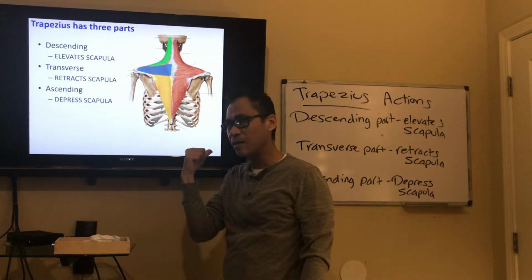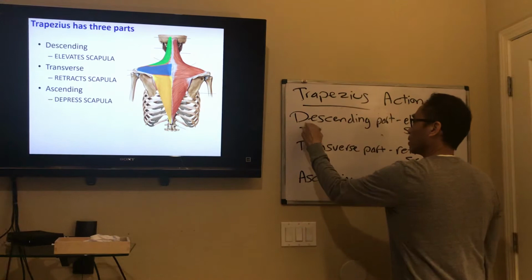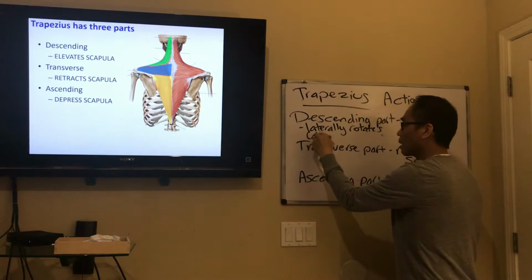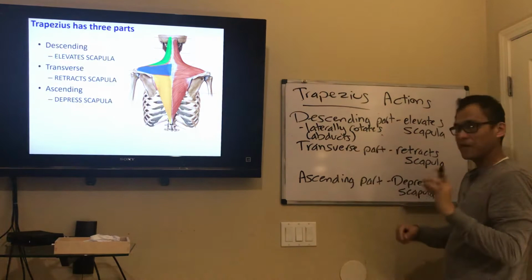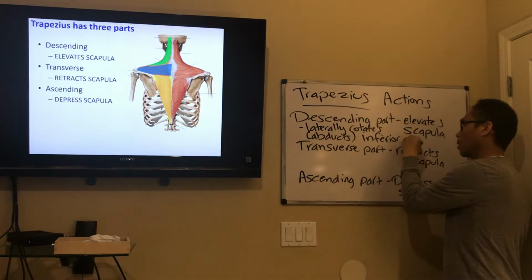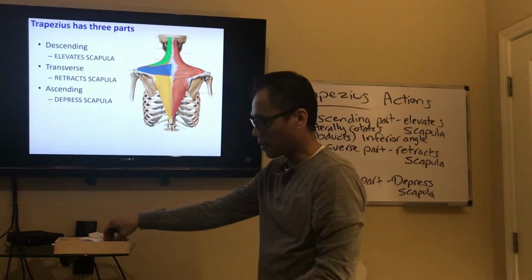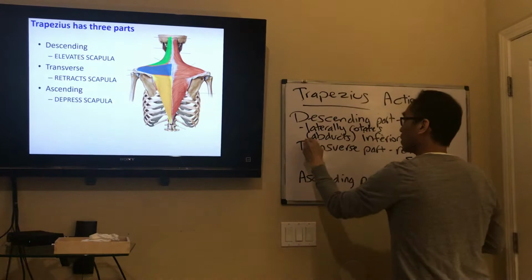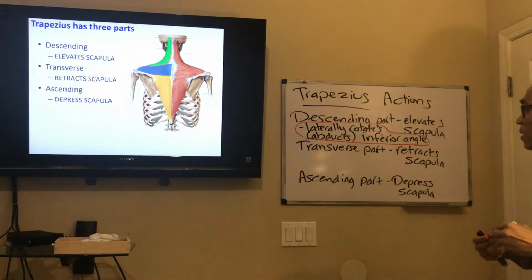I want you to know that for this part. So it also laterally rotates. Sometimes I'll say abducts. Laterally rotate or abducts the inferior angle. I'm really emphasizing that today because I think doing this, extending your arm, abducting your arm all the way up, is really important so you can reach that top shelf. So I just squeezed that in. It's kind of busy on the whiteboard here, but yeah, those two things for the descending part.